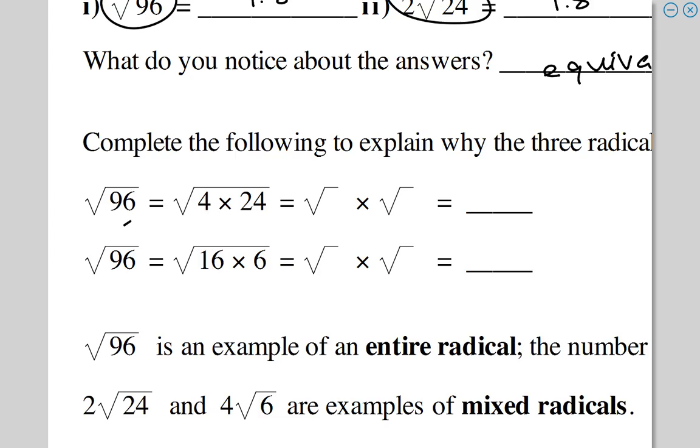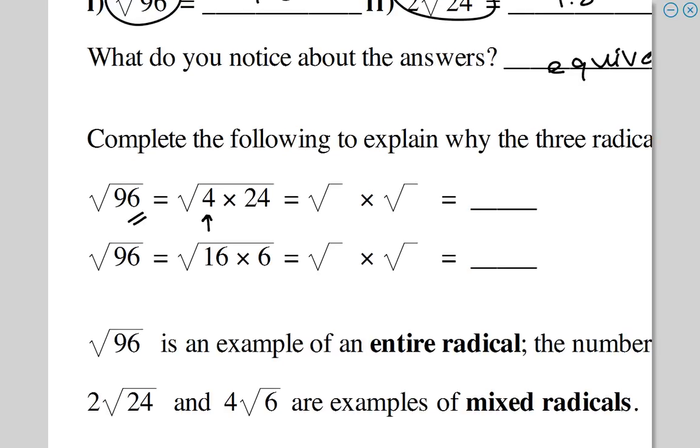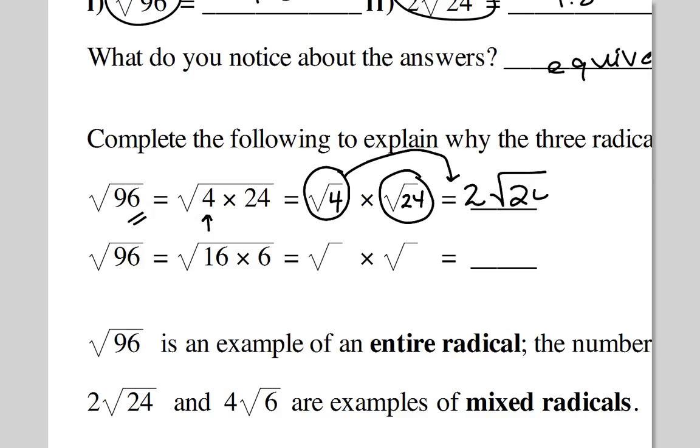So 96, apparently 4 is a factor. Apparently. And 4 times 24 should be 96. So what they're going to do is they're going to not smush them, but break it apart. So break it apart. Put the 4 there. Put the 24 there. And square root 4 is a perfect square. It is 2, right? 2 goes there. And square root 24 is not perfect. So you just rewrite it. Usually you put the whole number out on the left.